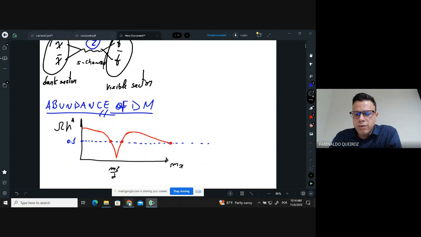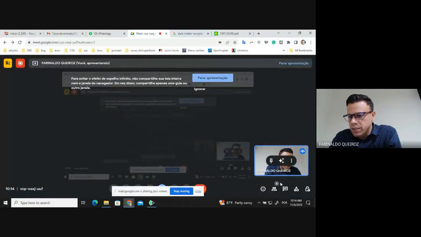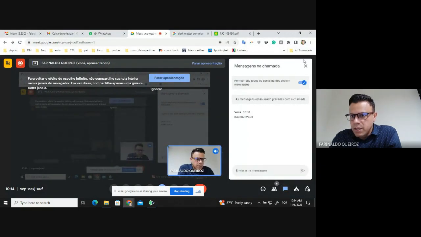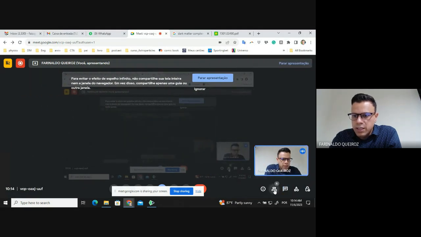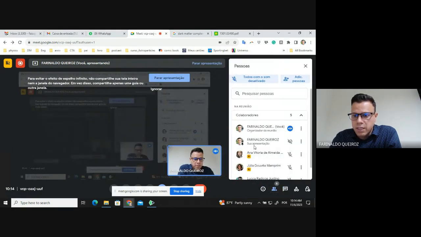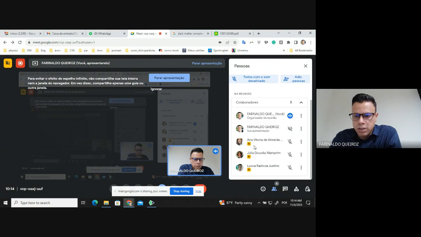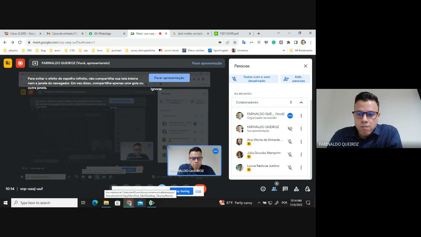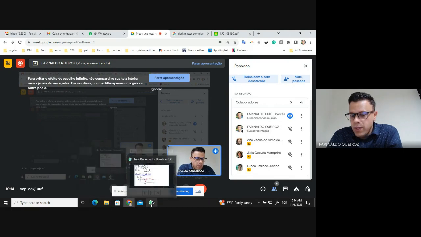First, I'd like to ask if anyone in the audience in the meeting knows how to explain this behavior for the dark matter abundance. Anna, Julia, and Luca, does any of you know how to explain why you see this behavior? No one?